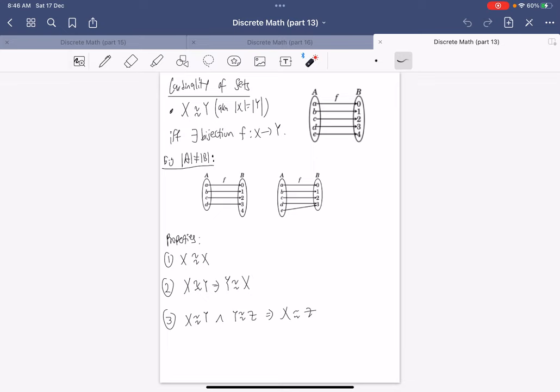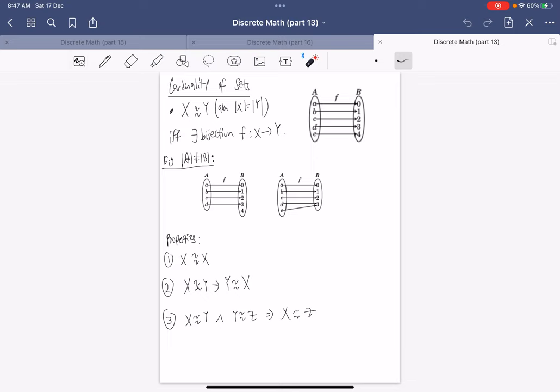Hi, in this video, I'll be going through Cardinality of Sets. In the previous video, we built up our foundations from logic to proving techniques to set theory, and then we used set theory to build our foundations in functions and relations. And now we move on to using functions to prove things about sets.